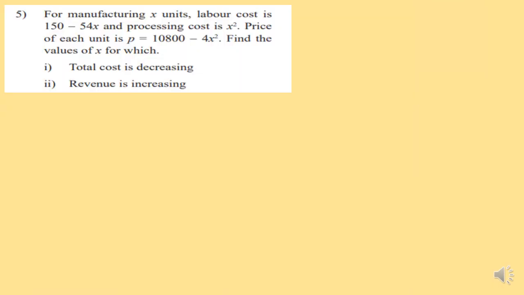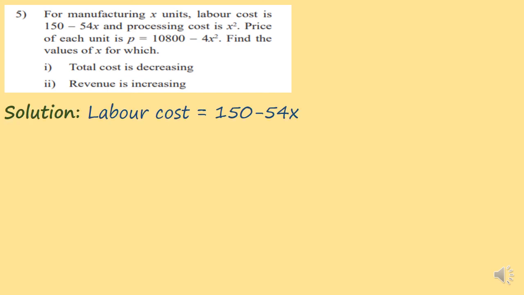In the next sum, the question is: for manufacturing x units, the labor cost is 150 minus 54x and the processing cost is x square. The price of each unit is given as P is equal to 10,800 minus 4x square. Find the values of x for which, firstly, the total cost is decreasing and, secondly, the revenue is increasing.